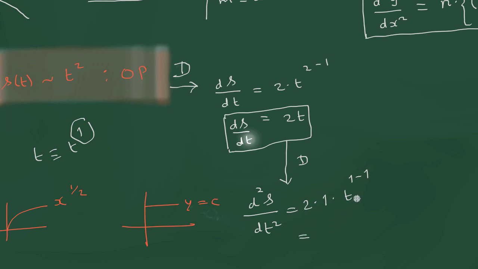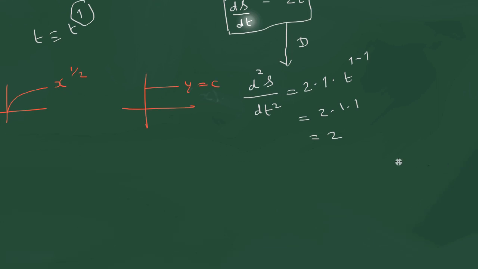And t to the power 0 is how much? Anything to the power 0 is 1. Therefore, I will be writing 2 into 1 into 1, and that is equal to 2. So our conclusion is that my second derivative d square s by dt square equals 2.